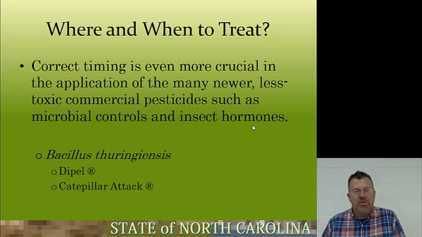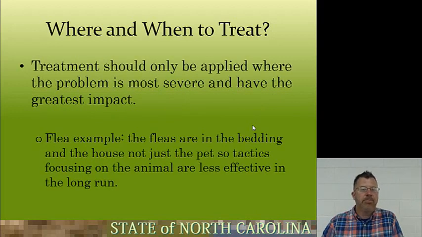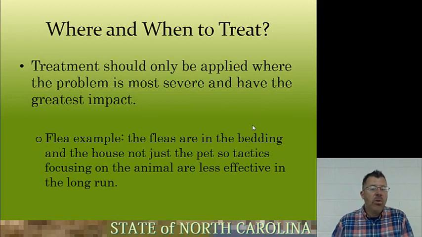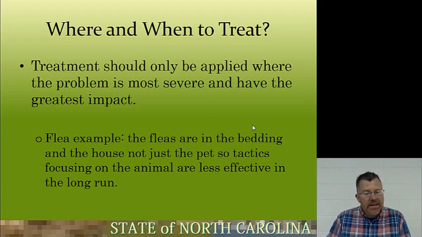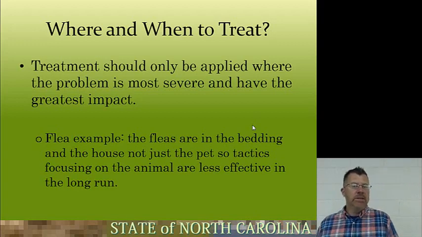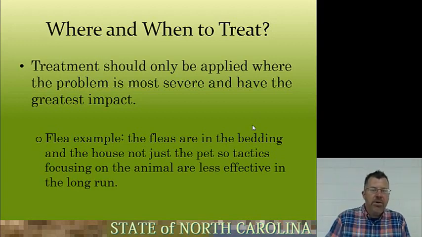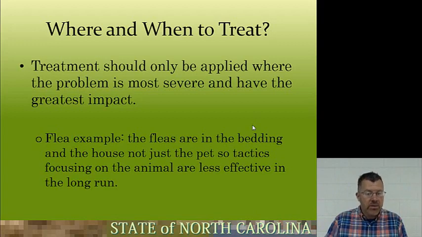What life cycle stage of the pest do you need to apply the application? Treatment should only be applied where the problem is most severe and will have the greatest impact. That makes sense. Flea example: the fleas are in the bedding and the house, not just the pet, so tactics focusing on the animal are less effective in the long run. We can treat Meow Meow really quick with the flea collar, but if we notice that his bedding has a bunch of fleas in it, we need to get rid of that bedding and get him a new bedding.